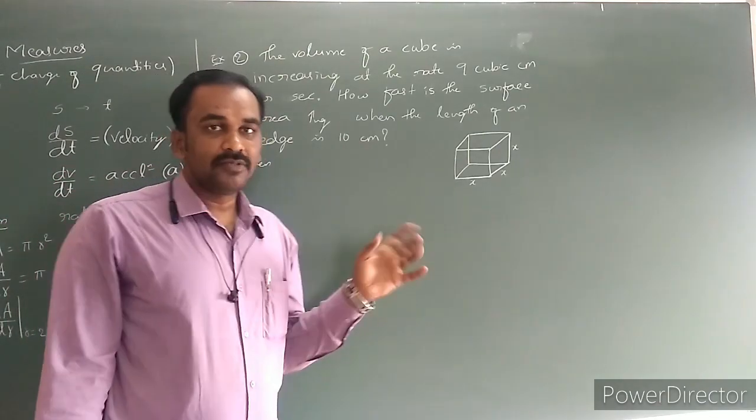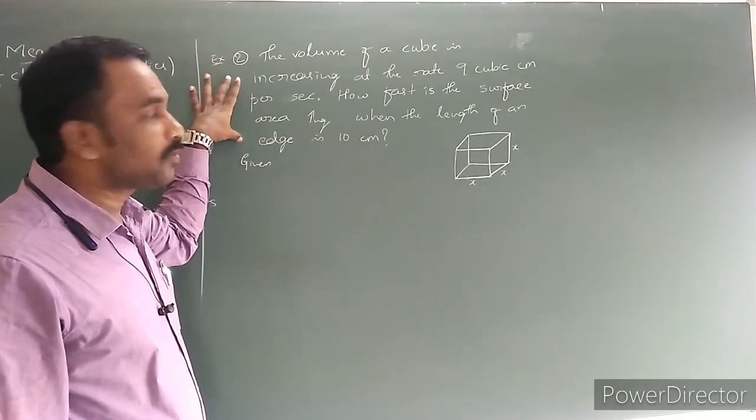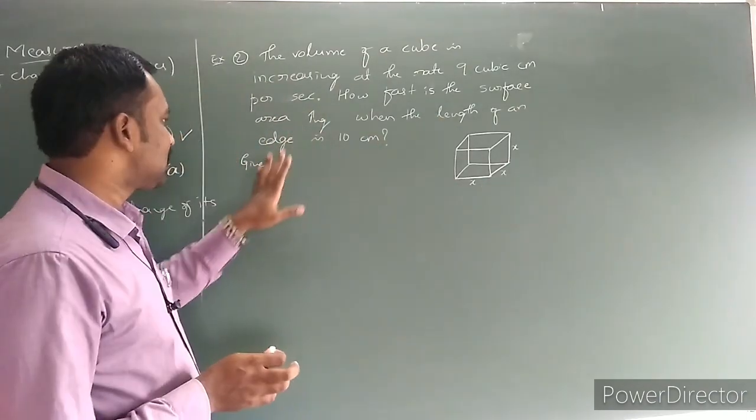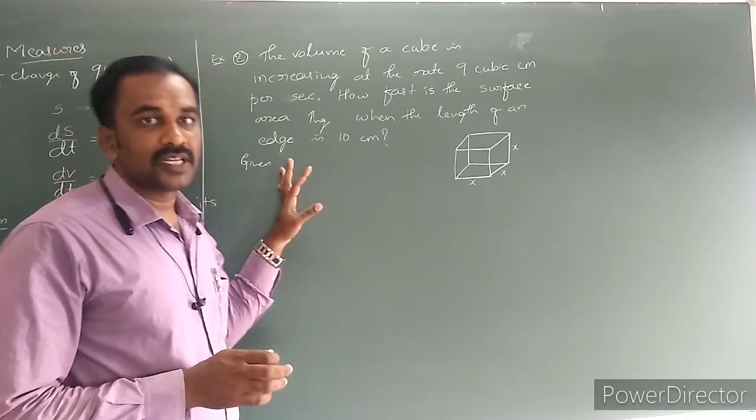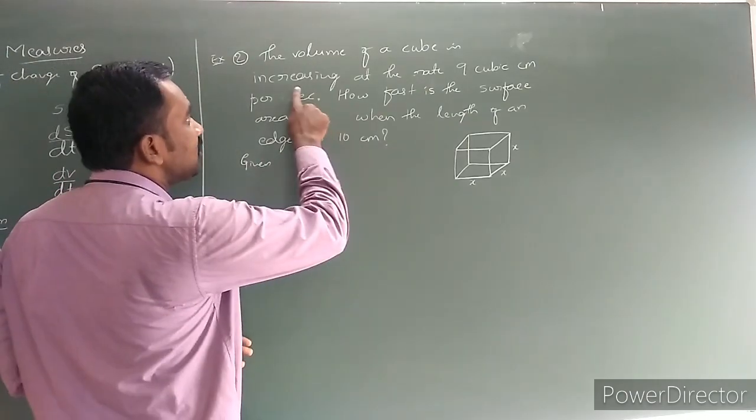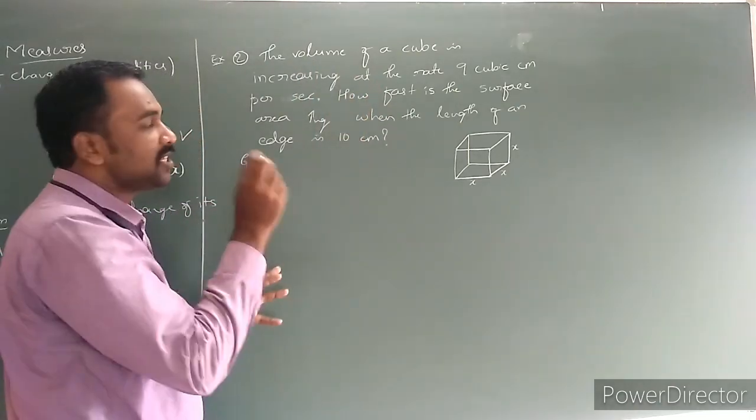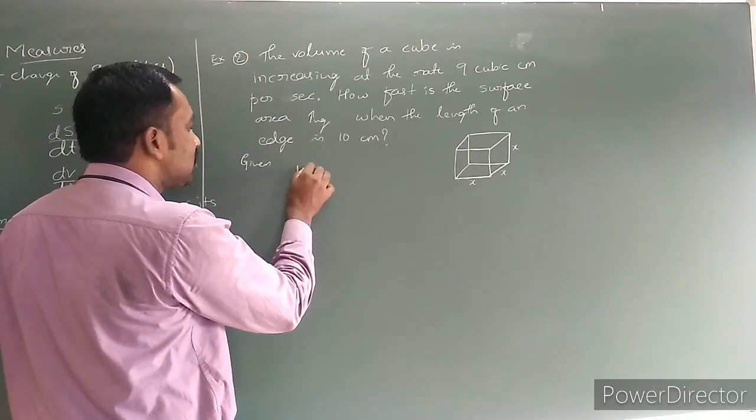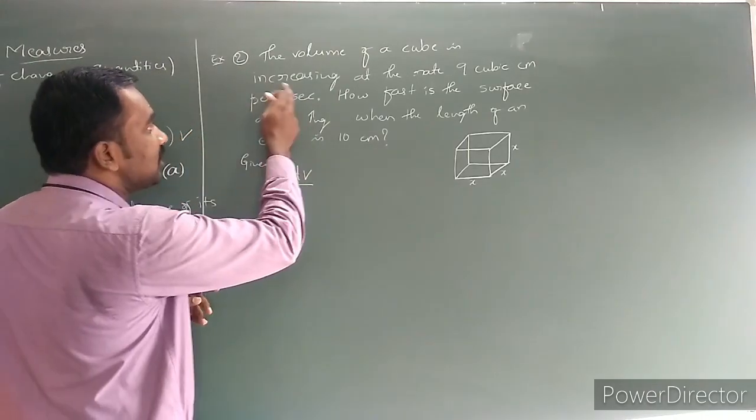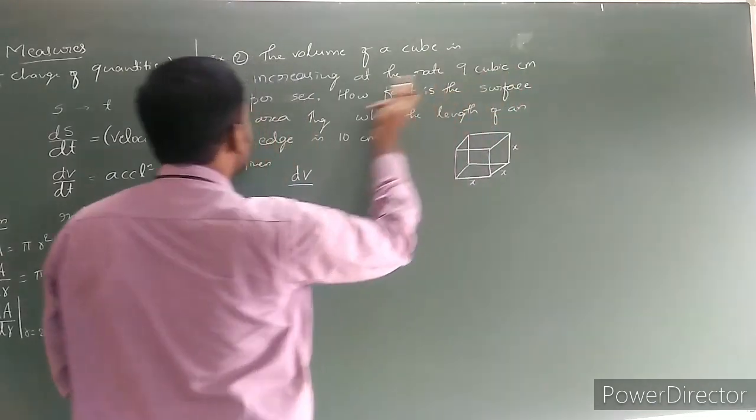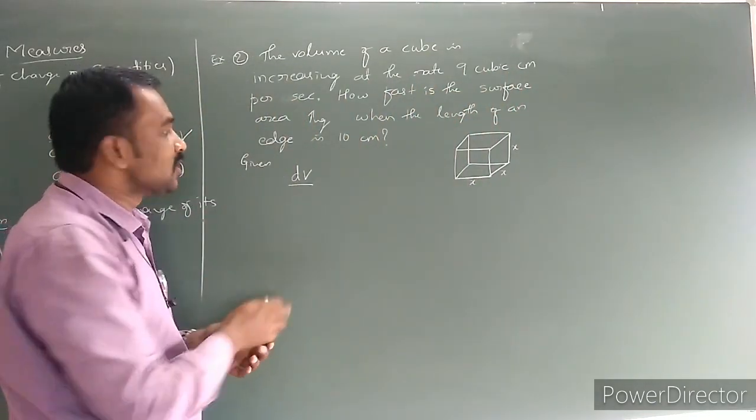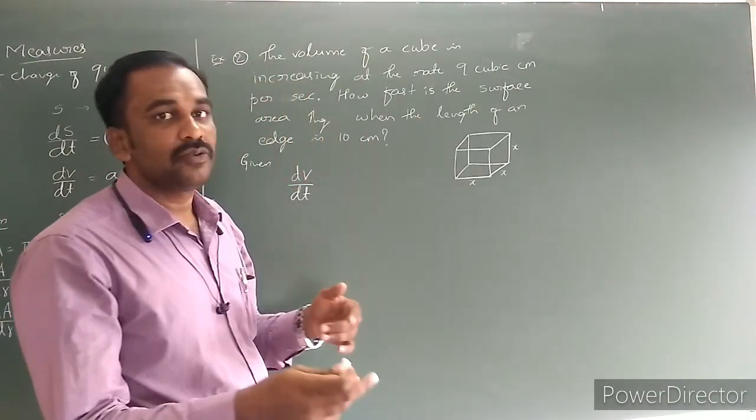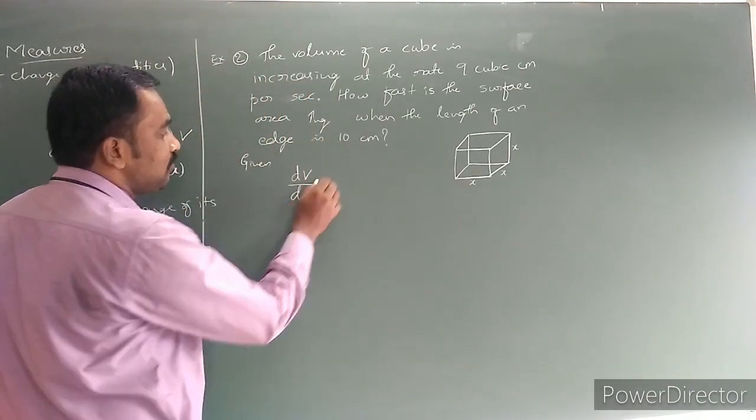In this type of problems, we just say that these are word problems, we just need to draw one rough diagram. Based on that rough diagram, clearly write what they have given. They have given that the volume of the cube is increasing. That means the rate of change of volume is given, with respect to time, at 9 cubic centimeters per second. So dV by dt is given.